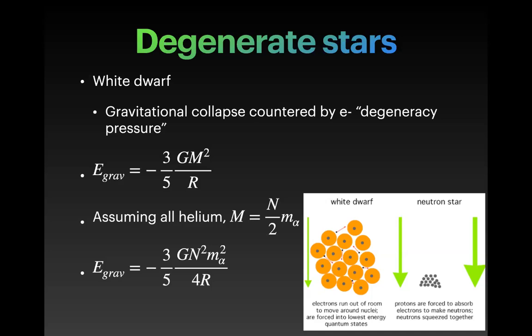Okay. So if we assume that it's all helium, the mass then is going to be, okay, so I'm writing m alpha, but it would really be the mass of a helium nucleus. It's just easier to type m alpha.